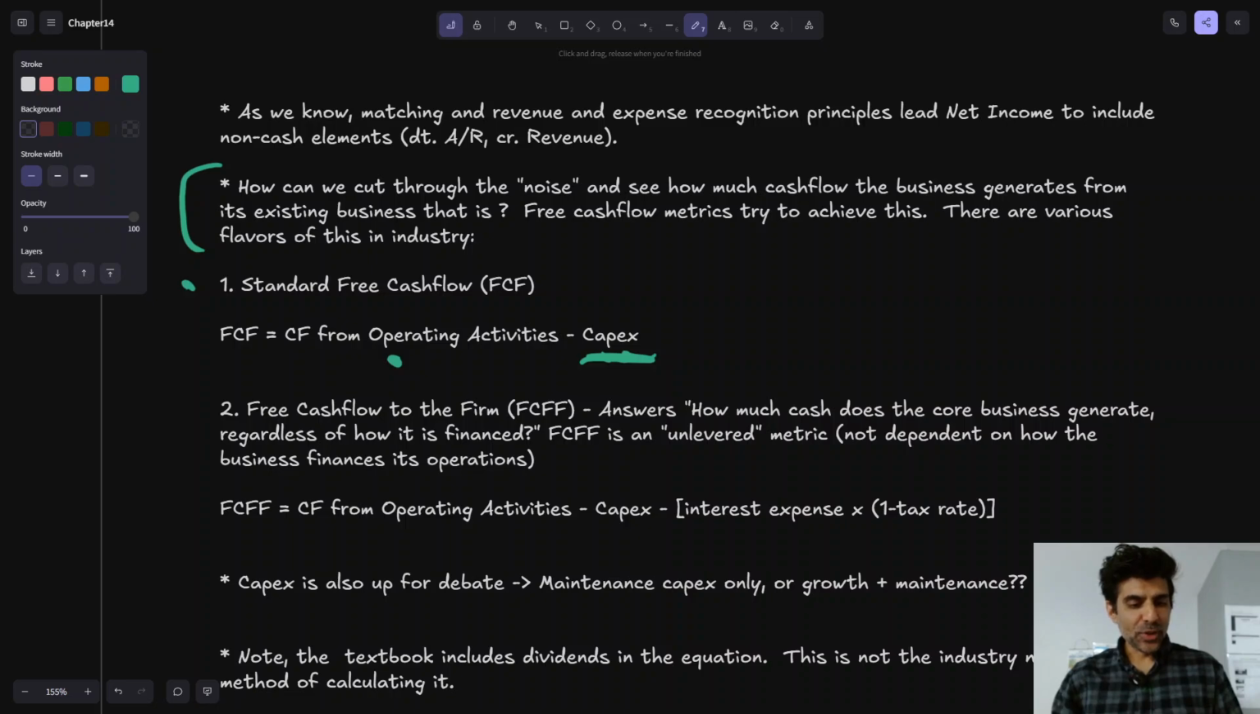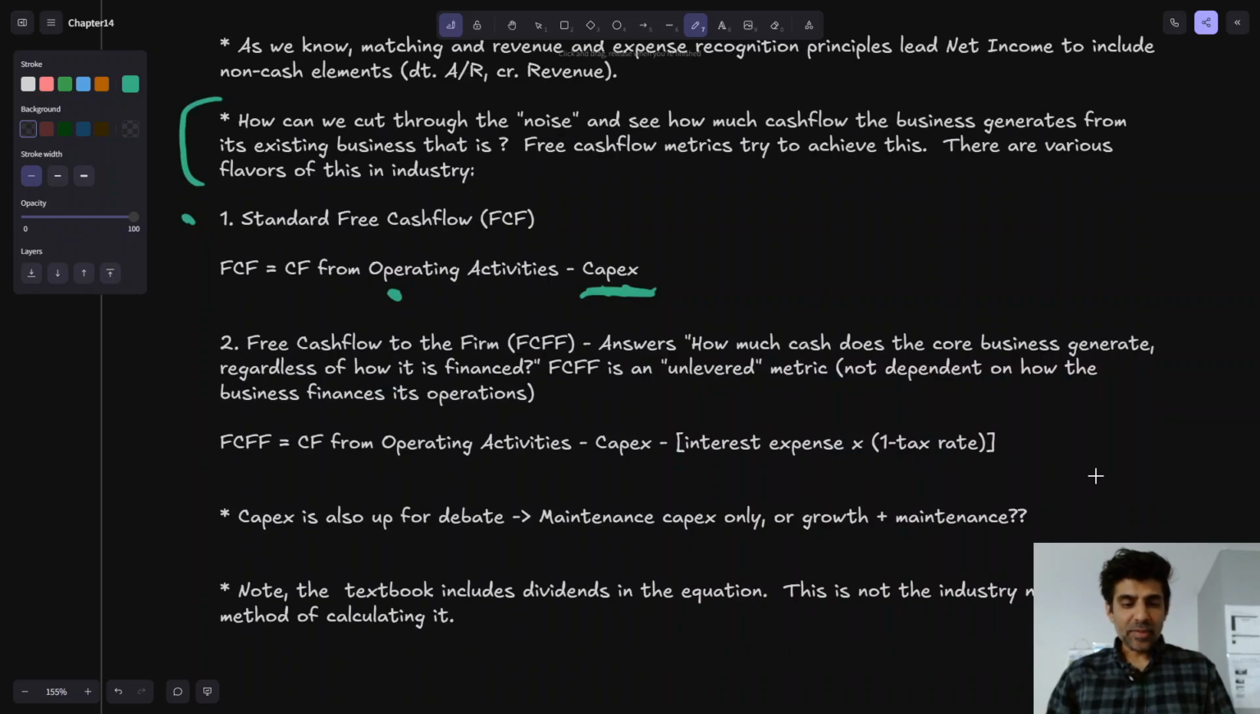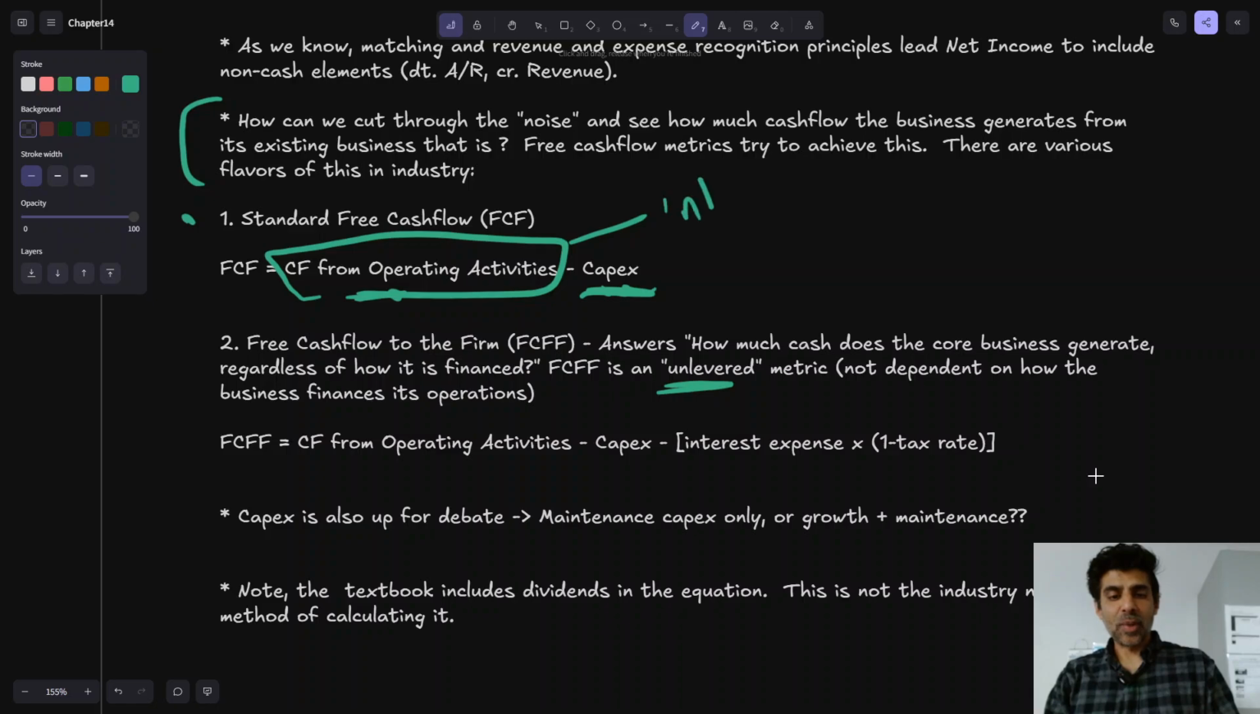Okay, so this is kind of the standard. There's free cash flow to the firm, FCFF. This is answering the core question: how much cash does the core business generate, regardless of how it's financed? Okay, so this is an unlevered metric. It does not depend on the other side of the accounting equation, liabilities plus equity, that split. Okay, it's just looking at operations. And so what you're doing is taking this, because again, the problem with cash flow from operating activities is that it has interest expense.